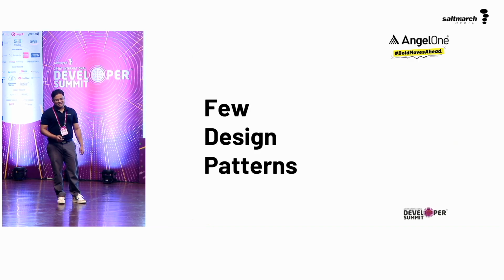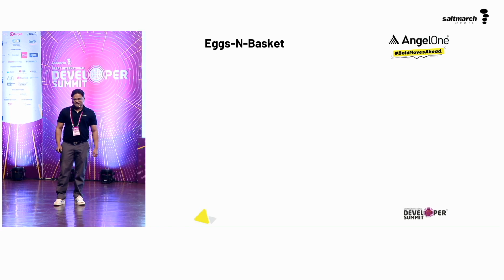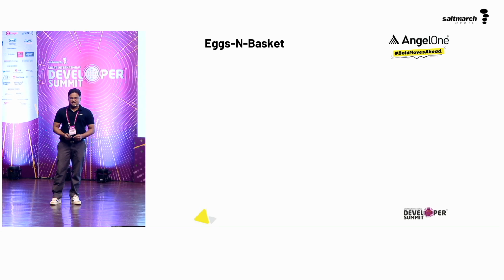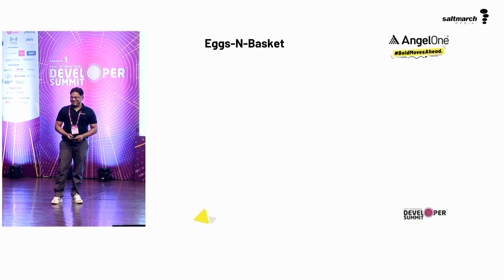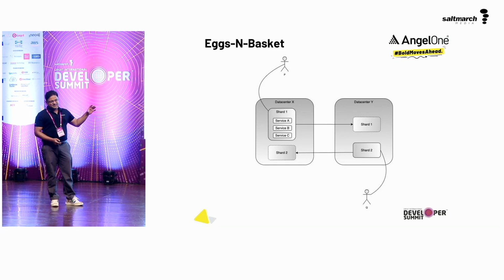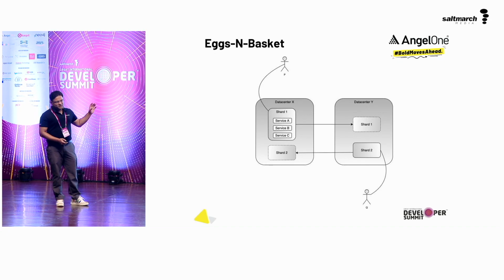So 3 design patterns. The first is eggs and basket. The basic problem we're trying to solve here is how do we ensure systems are available if there's a fire in the data center? Any guesses? Yeah, easy word is shard. So we group services together in shards. So obviously we don't have 3 services, but we group services in shards.